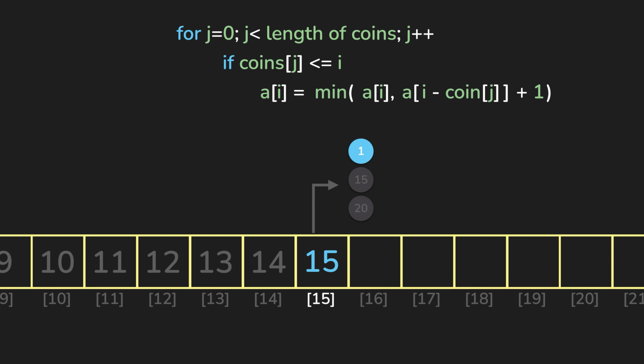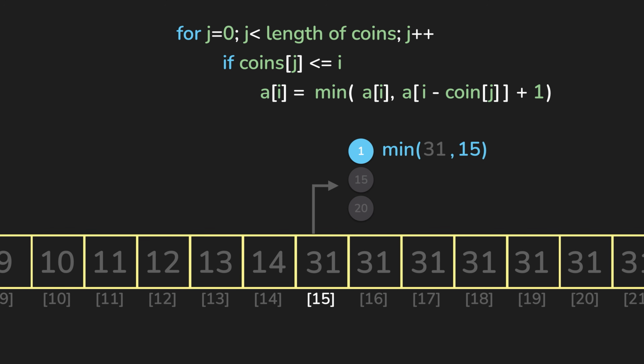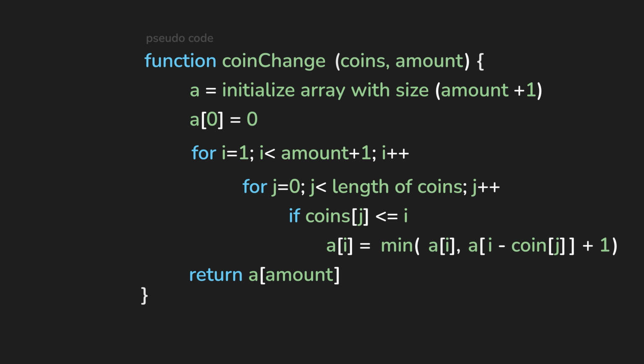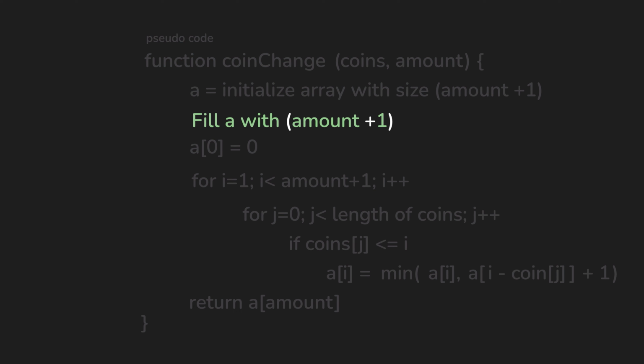But if we want this to work starting from the first loop of the coin array, we need to initialize the array with a higher number. The highest possible value for the elements of A would be amount plus 1, because there is no way we can pick 31 coins or more to make 30. So we will fill A with amount plus 1 right after we create it. So this loop will keep going on after 15, assigning each minimum coin count to A of I until we reach the end of the loop.